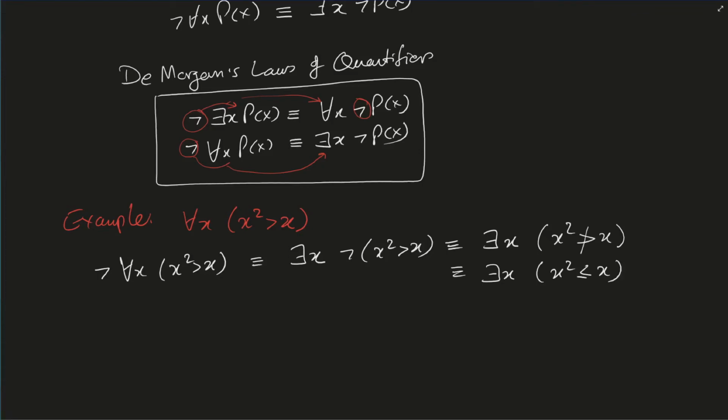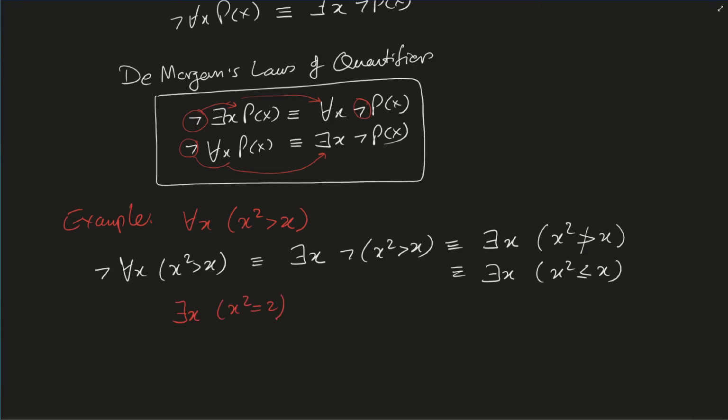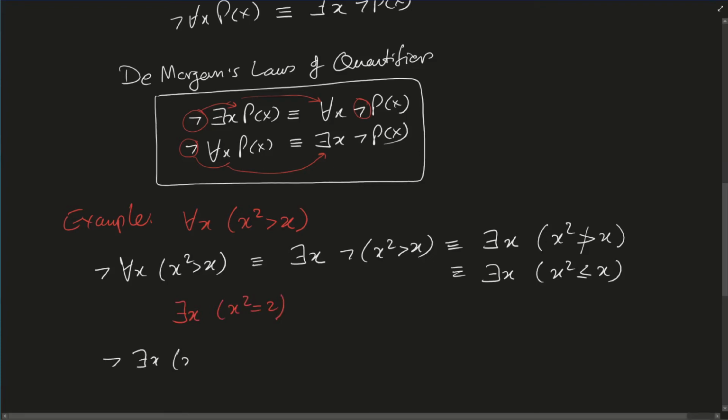Let's take another example with the existential quantifier. Let's say we have a statement: there exists an x such that x squared is equal to 2. The negation of this is equivalent to for every x, it's not the case that x squared is equal to 2. You can stop here, or you can make this statement more expressive by saying for every x, x squared is not equal to 2, and that would be the final answer.